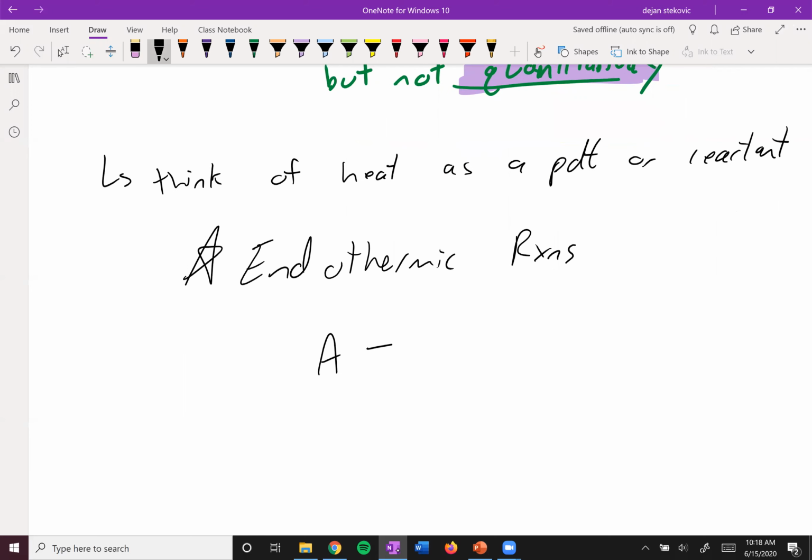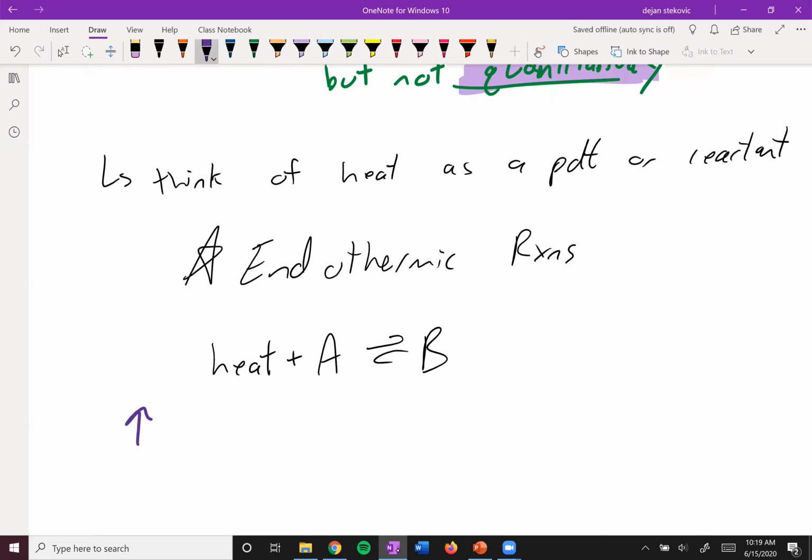So we have A in equilibrium with B, and I tell you this is an endothermic reaction. So you want to get pretty good at this. A lot of students kind of mess this up. But if we're thinking about endothermic reactions, the reaction is absorbing heat. If it's absorbing heat, then the heat is a reactant.